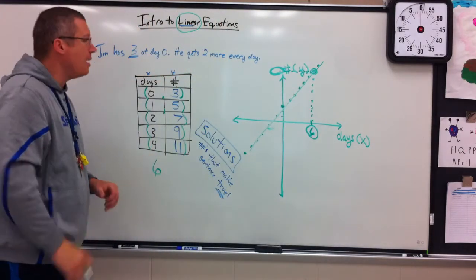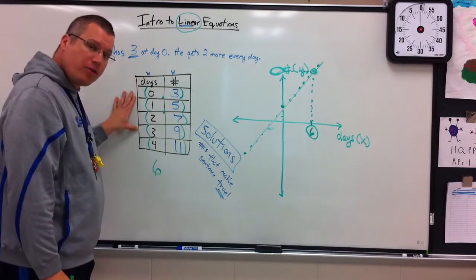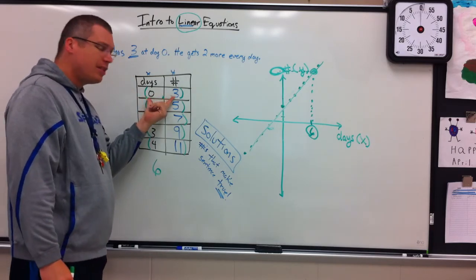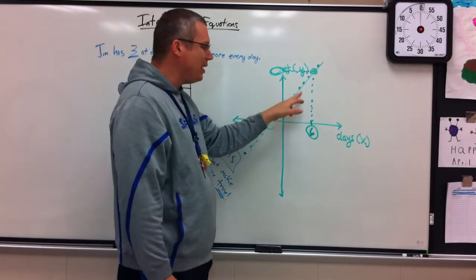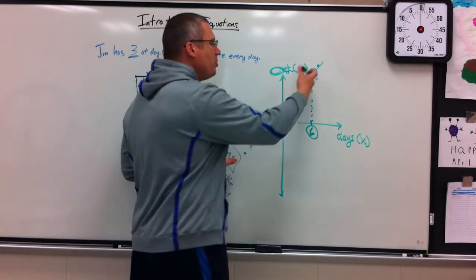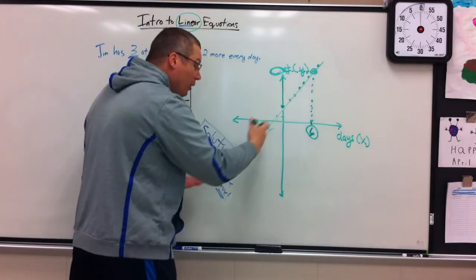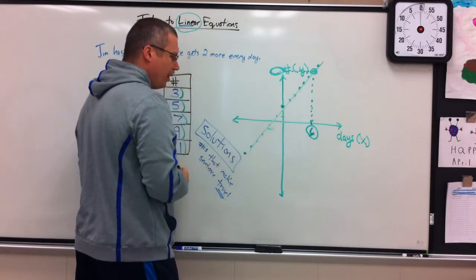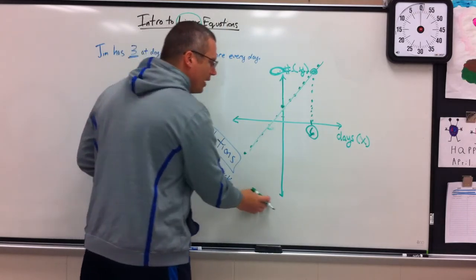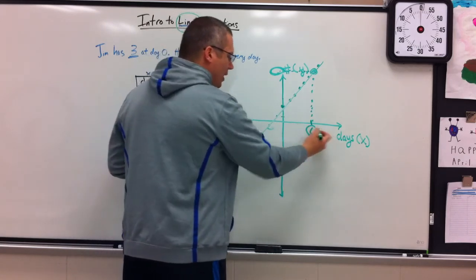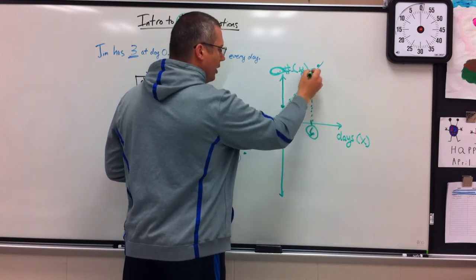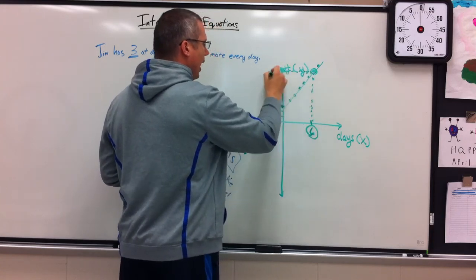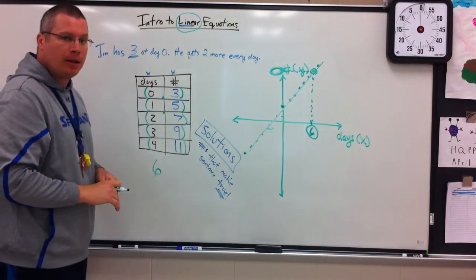So this is this assignment. Read the problem, fill in your chart. Remember, these solutions are also ordered pairs. Graph out as many as you can, and then continue your pattern. And then reverse your pattern. Go backwards with it. And from there, then you'll answer some questions. So find the number of days that you want to find, go up to your line, go over, and figure out how many they have at that time. Good luck.